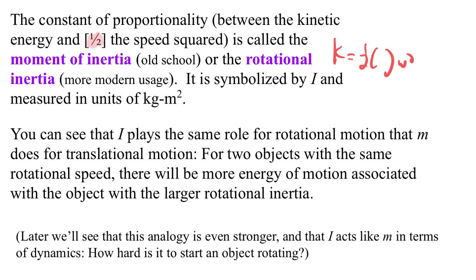All right, you can see that I plays the same role for rotational motion that M does for translational motion. That is, when two objects have the same rotational speed, there's more energy of motion associated with the object that has a larger rotational inertia. Later we'll see this analogy is even stronger, and I acts like M in terms of dynamics. How hard something is to spin depends on its rotational inertia. It is harder to twist something with a high I than with a low I, and so on. That will come back in a little while, though. Right now we can just say that something with higher rotational inertia carries more energy for a given speed.